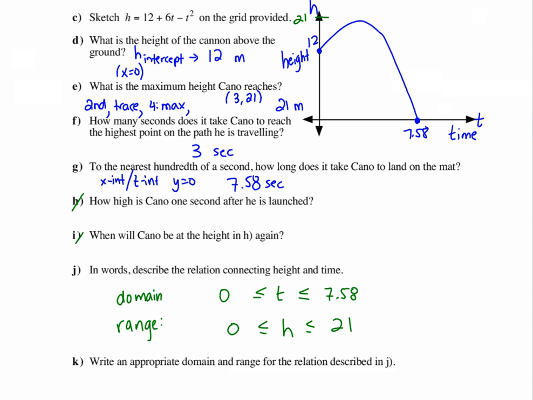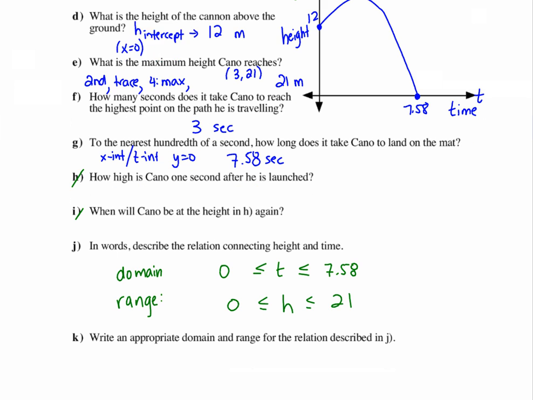Okay. Now look at your domain. So when you have a contextualized problem, you really have to think about your domain and range in terms of the context. If it's just a given graph, you just write your domain and range. Right? Okay. So that's it.